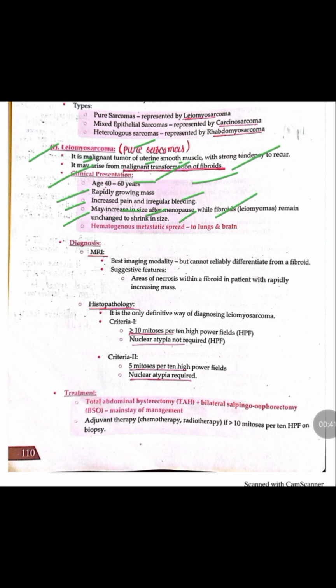So the leiomyosarcoma increases in size after menopause, and there may be hematogenous spread to the lungs and the brain. For diagnosis, initially we do the transvaginal ultrasound, which indicates a mass, and then we do MRI, which is the best imaging modality, but it cannot differentiate it from the fibroid. And MRI shows areas of necrosis within a fibroid in a patient having a rapidly increasing mass.